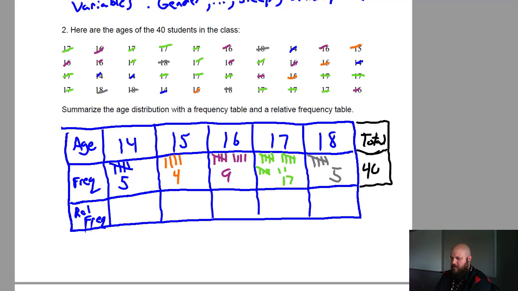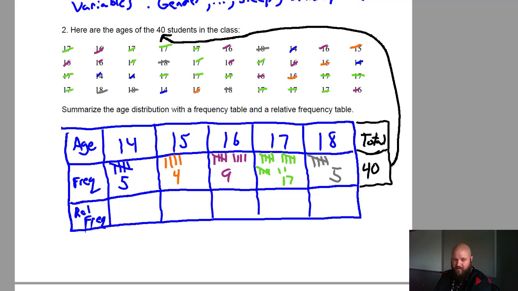Because that number should match which number? This number should match this number right here, because he said we did 40 students, right? So to make sure that we counted all of them correctly, we should add up to 40 total. So you got 5, 4, 9, 17, and 5 gives you 40. Now, to determine the relative frequencies, we're taking the amount that we had and dividing it by 40.